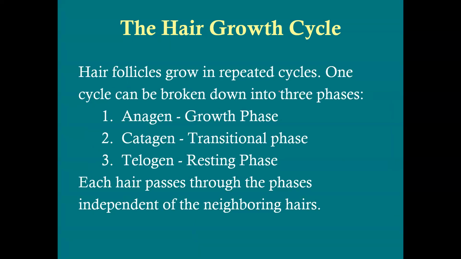Now, hair follicles grow in cycles, right? One cycle can be broken down into 3 phases. Remember, anagen, hair is growing. Catagen, it has slowed the hair growth down. Telogen, the hair is not growing anymore. It's resting. And at the end of the telogen phase, the hair normally falls out, right?